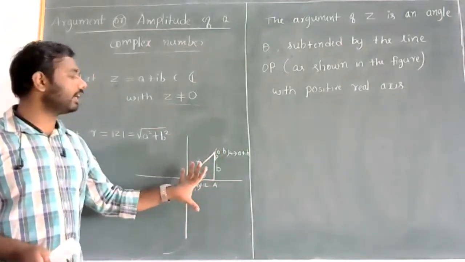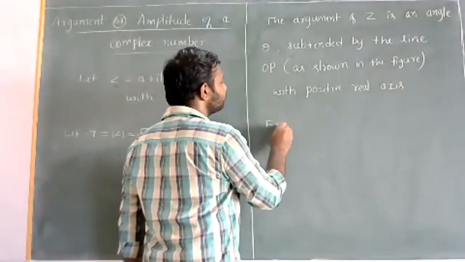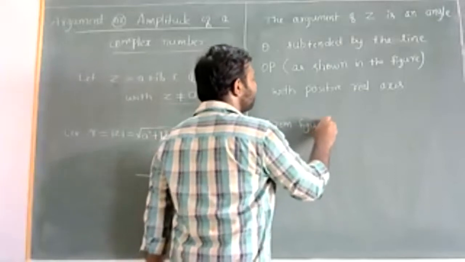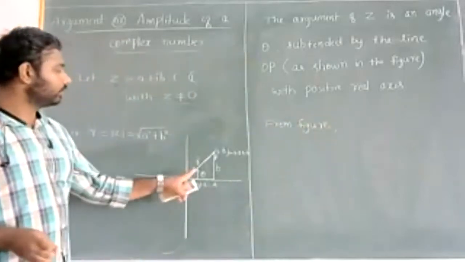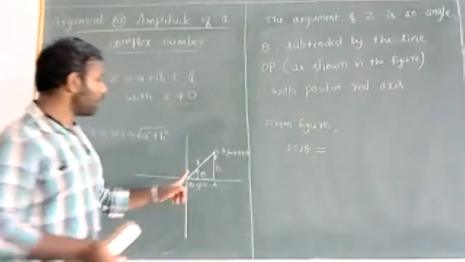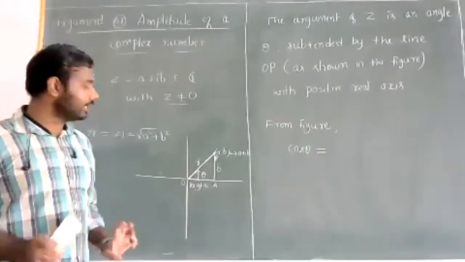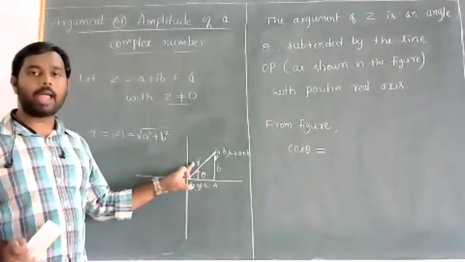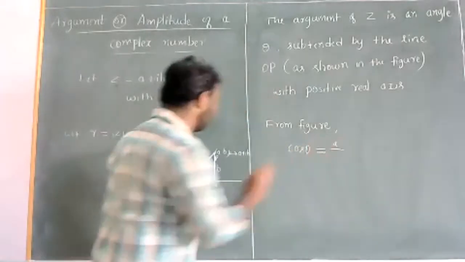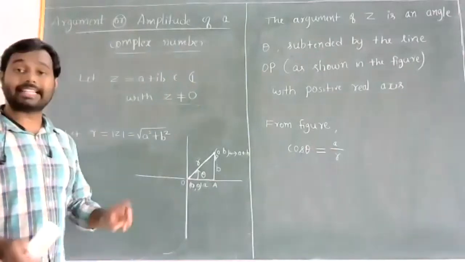So in this right angle triangle, consider trigonometric functions. From the figure, first of all consider cos theta. Cos theta in a right angle triangle is adjacent by hypotenuse. Adjacent is a and the length of the hypotenuse is r. Similarly, sin theta.